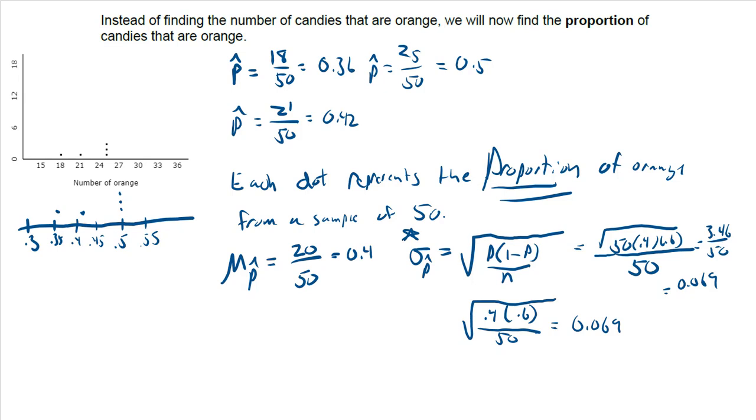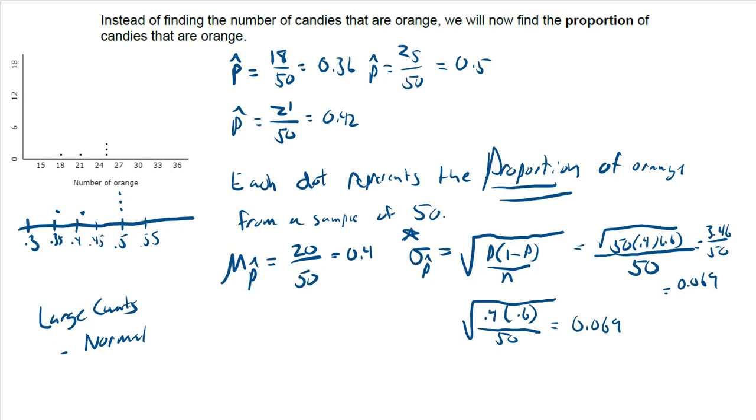Now, with this, would the shape or anything change when dealing with proportions, since we took it from the number of oranges in a sample of 50 and put it in proportions? Well, no, because of large counts. Large counts still works out because we still have the 0.4 for our proportion size. So the large counts condition still works out. Therefore, normal.